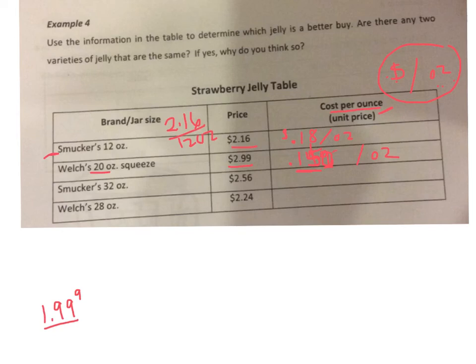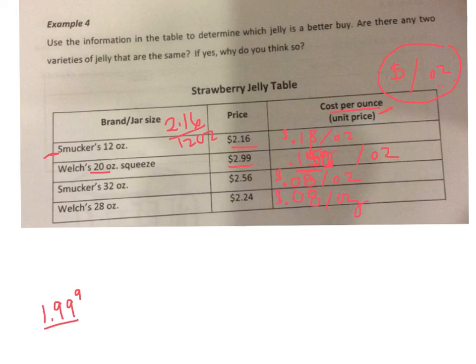Okay, let's take a look at Smuckers. For Smuckers, I want money divided by ounces. So I'm going to type $2.56 and divide by 32. And that is 0.08. That comes out as nice money right away. So it's 8 cents per ounce. And finally, I'm going to do the last one. So 2.24 divided by 28. And that is also 0.08, 8 cents per ounce.